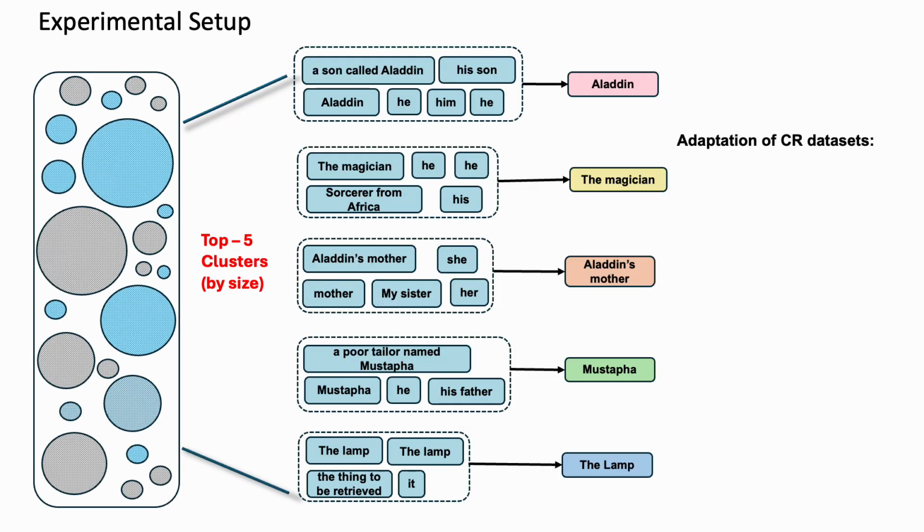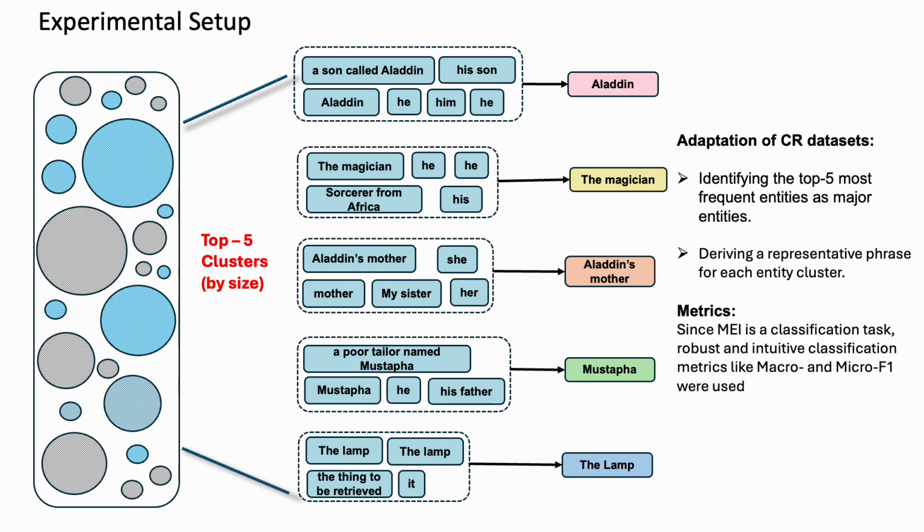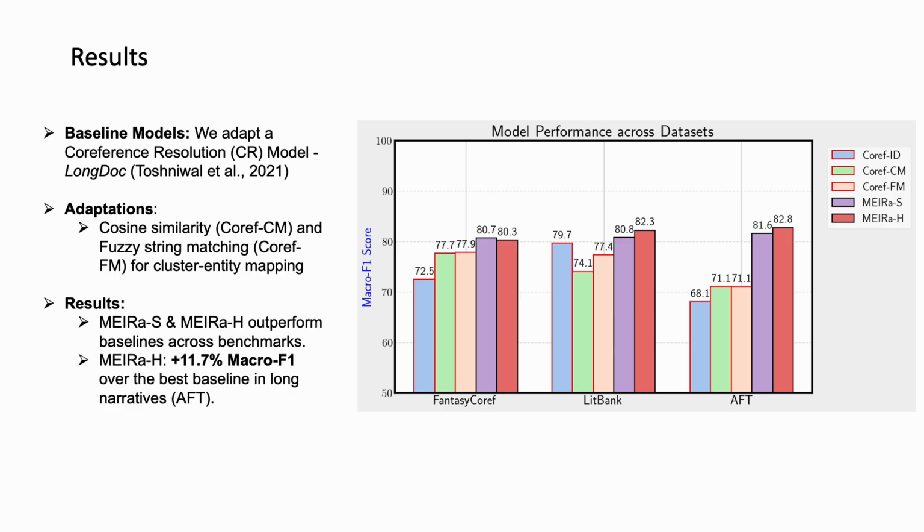To benchmark the models for MEI, we adapt the CR datasets discussed before by identifying the top 5 most frequent entities as major entities, and then we derive a representative phrase for each entity cluster using the most commonly occurring name or nominal. Since MEI is a classification task, we use robust and intuitive classification metrics like macro and micro F1. We compare MIRA models against coreference models adapted for MEI. These adaptations utilize cosine similarity and fuzzy string matching methodologies for cluster entity mapping.